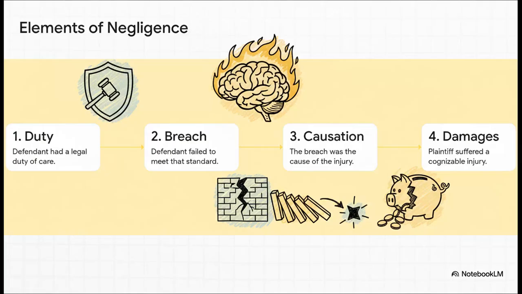Boom, done. Okay, I want you to burn these 4 words into your memory. Duty, breach, causation, damages. Say them with me. Duty, breach, causation, damages. Every single negligence analysis you ever write has to walk through these 4 steps in this exact order. This is the whole framework.